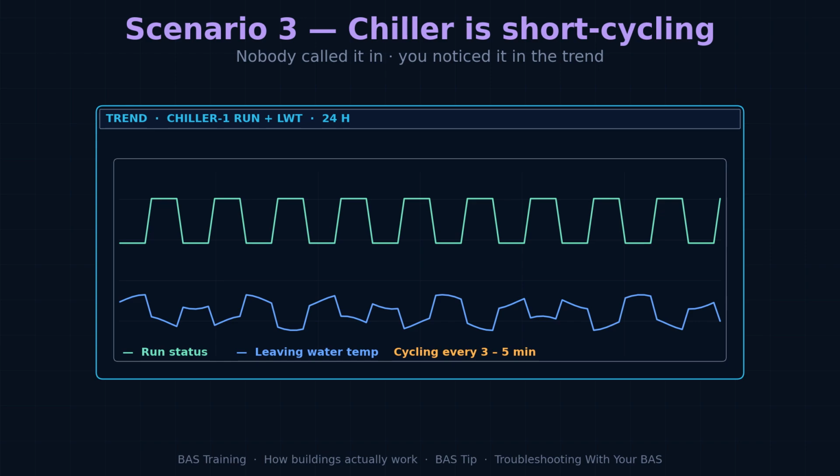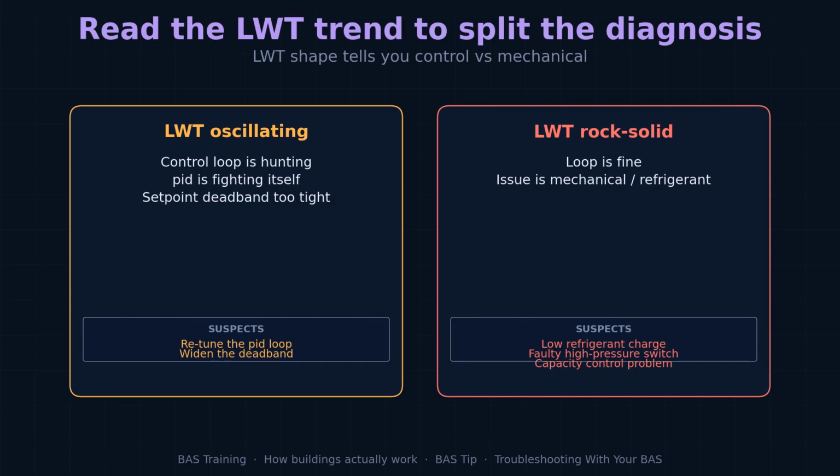Now you correlate that with the leaving water temperature trend. If the LWT is oscillating wildly up and down in sync with the on-off cycles, your control loop is hunting. The PID parameters might need tuning, or the set point deadband is too tight. On the other hand, if the LWT is rock solid and the chiller is still short cycling, you are looking at a mechanical or refrigerant side issue. Low refrigerant charge, a faulty high pressure switch, or a capacity control problem. The BAS data told you which direction to go before you even touched a manifold gauge.